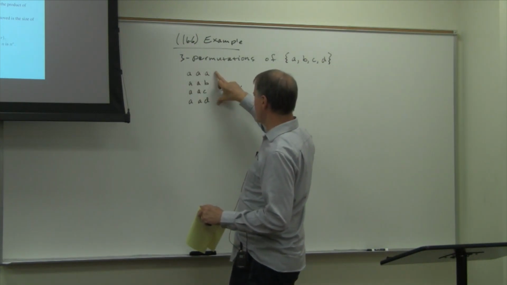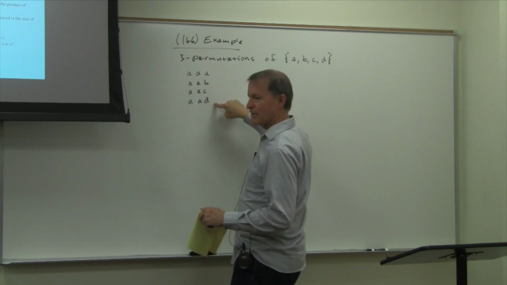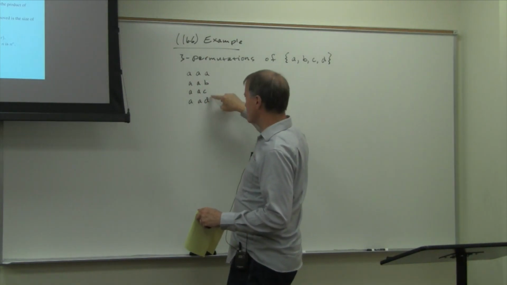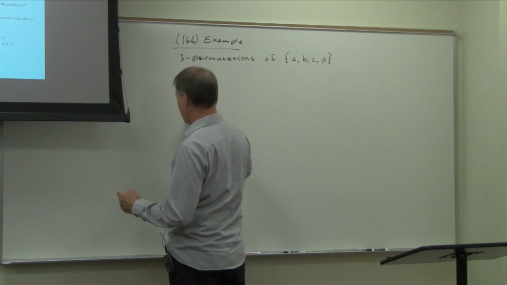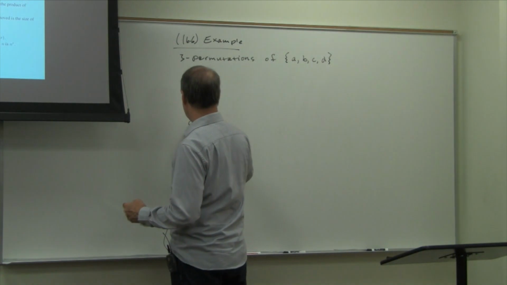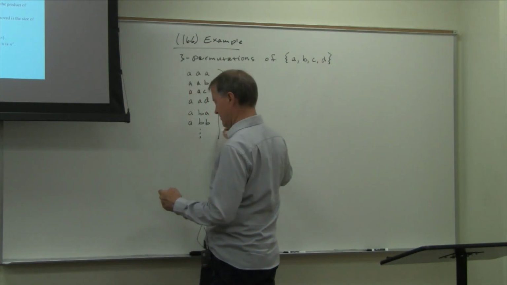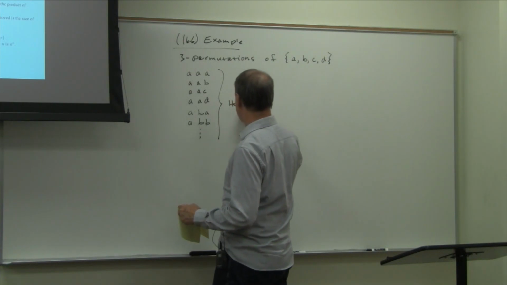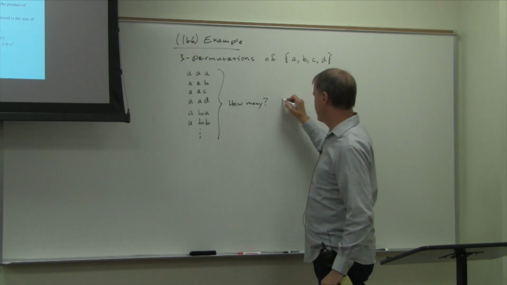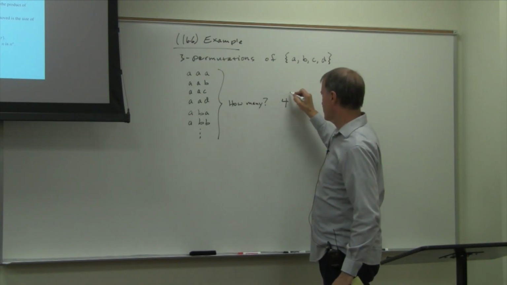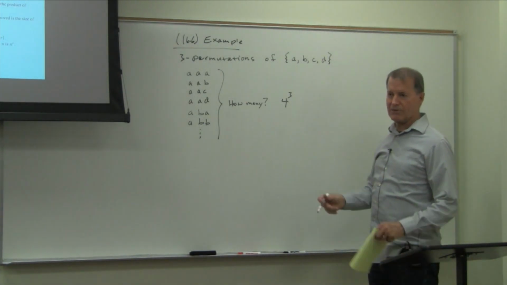For picking this AA, there's 4 ways to pick the last one, right? But then for each one of these, there's 4 ways to do this and 4 ways to do this. And so we could continue ABA, ABB, etc. And the question is, how many? In this case, there's 4 to the third, so 16 times 4, which is whatever.